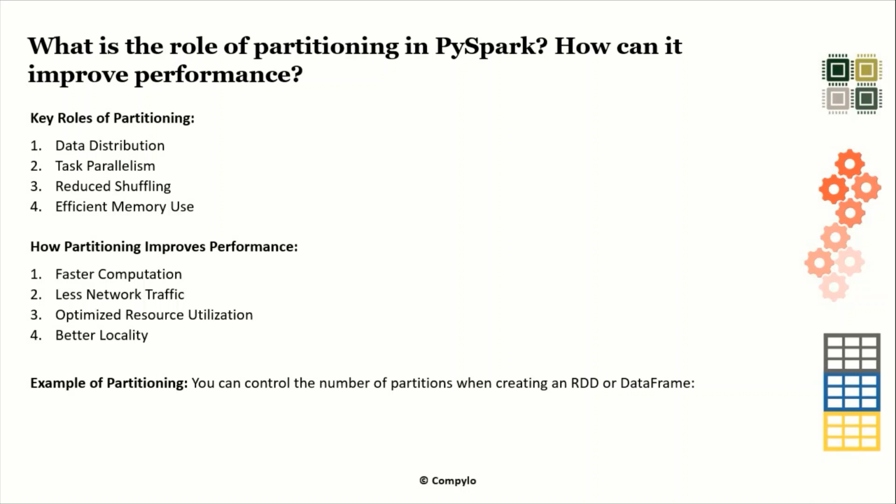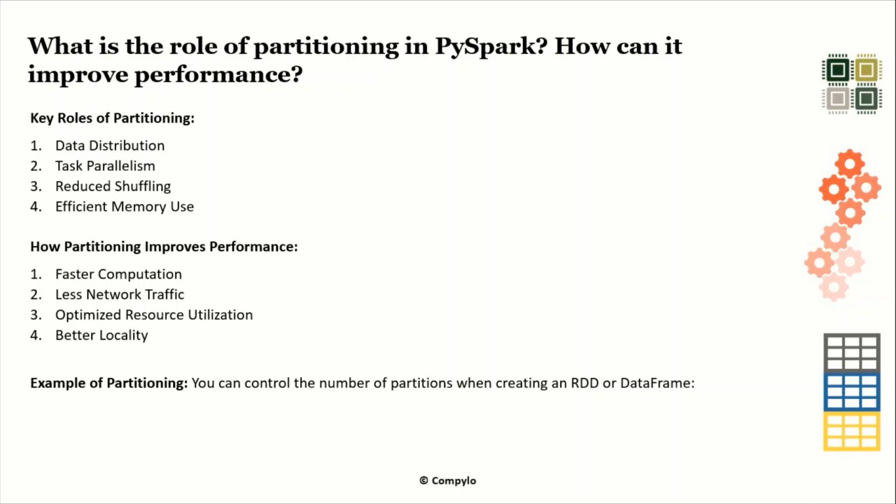And the last point is better locality. With an appropriate partitioning strategy, Spark can take advantage of data locality, processing data where it is stored, thereby minimizing data movement and latency.